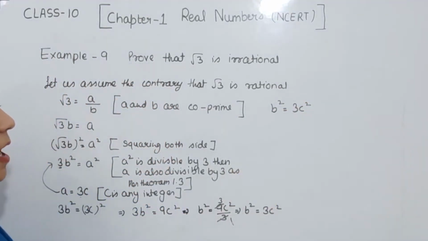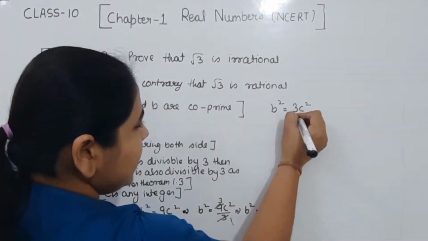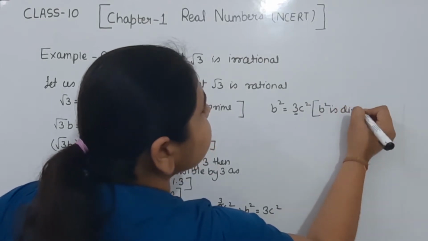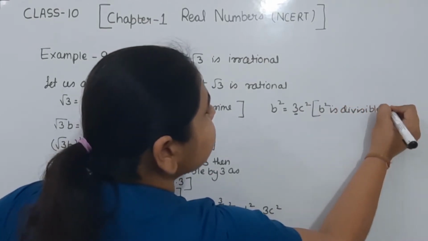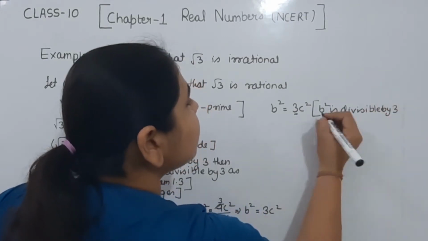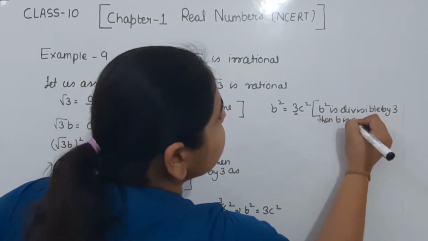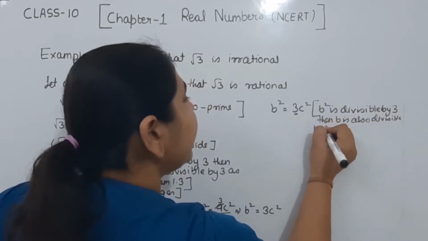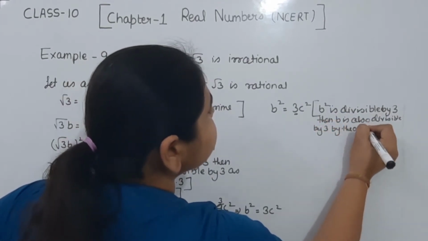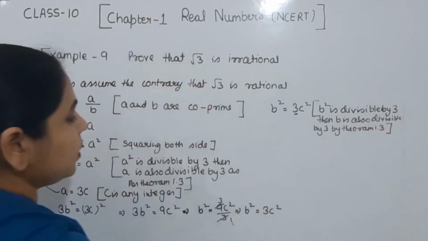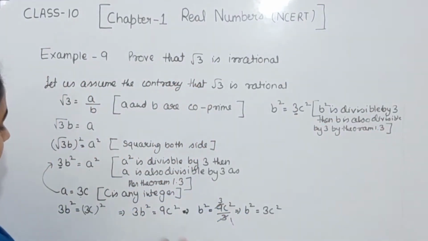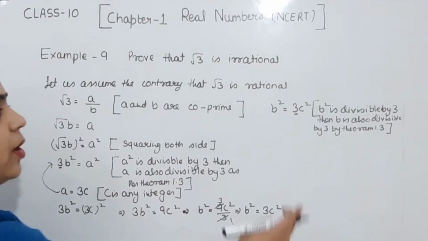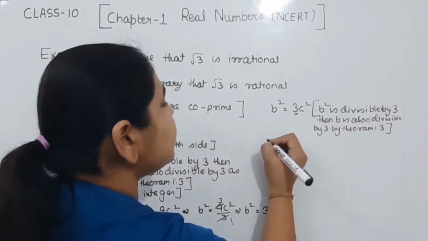Now b square also has the factor 3. That means b square is divisible by 3. Then b is also divisible by 3 by theorem 1.3 we have learned. So this one we are having here. Now if a square is divisible by 3, then a is also divisible by 3. And if b square is divisible by 3, then b is also divisible by 3.